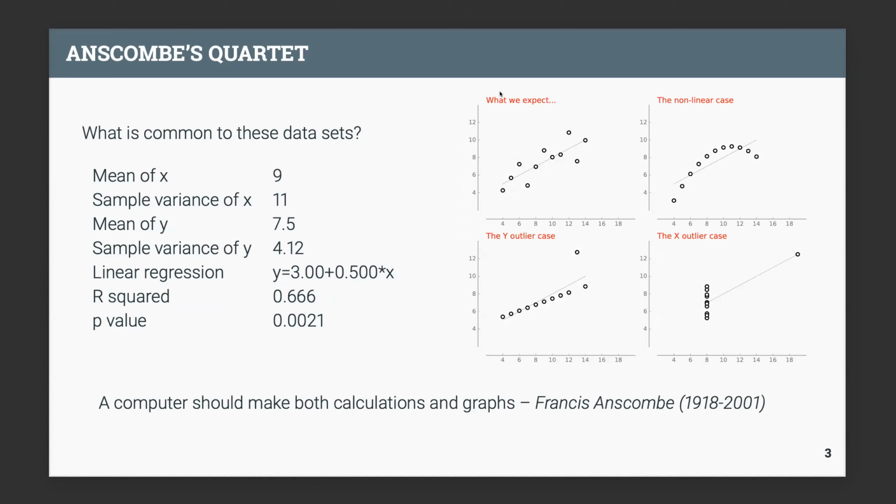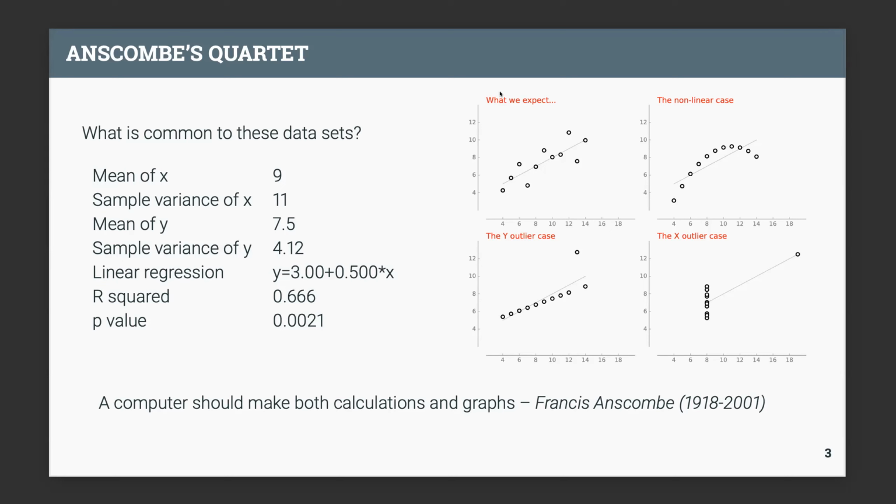Immediately you can see that they are different. Maybe the first one is what we expect: some data spread over a line. The second one, of course you can do a linear regression, but it doesn't really make sense in that case. The two other cases are a Y outlier case and an X outlier case. If you look only at the numerical data, it's really hard to find that. If you do a quick figure, you immediately see the difference between the series.